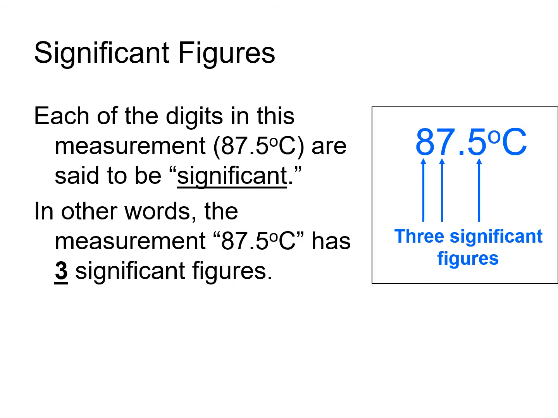So each of the digits in the measurement that were actually measured are significant, and one more digit, the estimate, is significant. You cannot estimate more than one digit, though. 87.5 is said to have 3 significant figures.